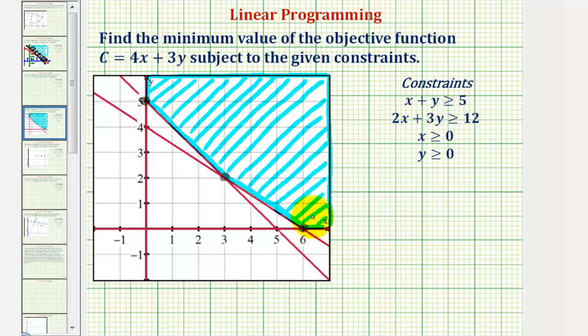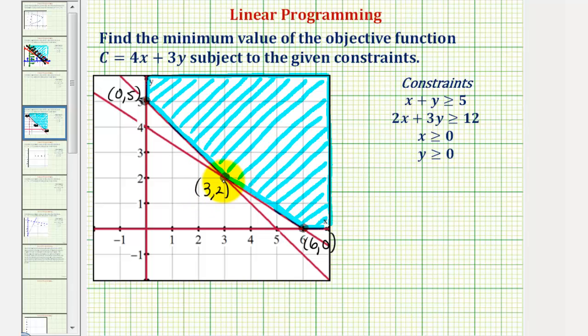and one here. Notice how this region is unbounded, but we can still find the minimum value under these constraints using these 3 points. Notice how this point is the y-intercept of the line x + y = 5 and has coordinates (0, 5). This point is the x-intercept of 2x + 3y = 12, which has coordinates (6, 0). And notice how this point is the intersection of the line x + y = 5 and 2x + 3y = 12. We can tell from the graph it has coordinates (3, 2).